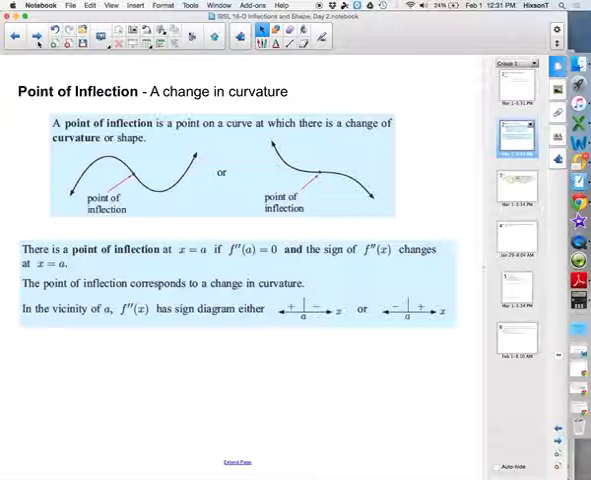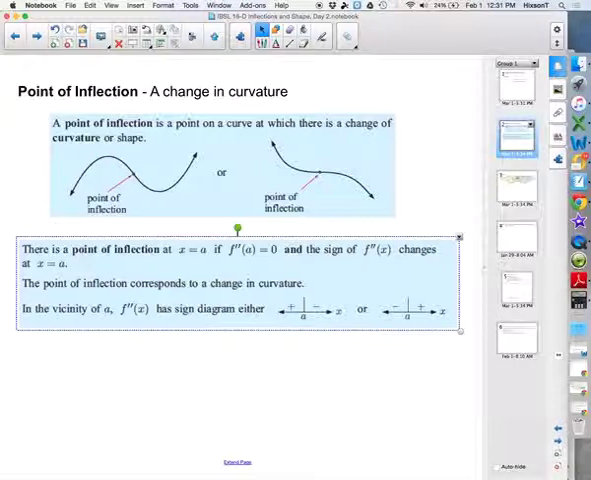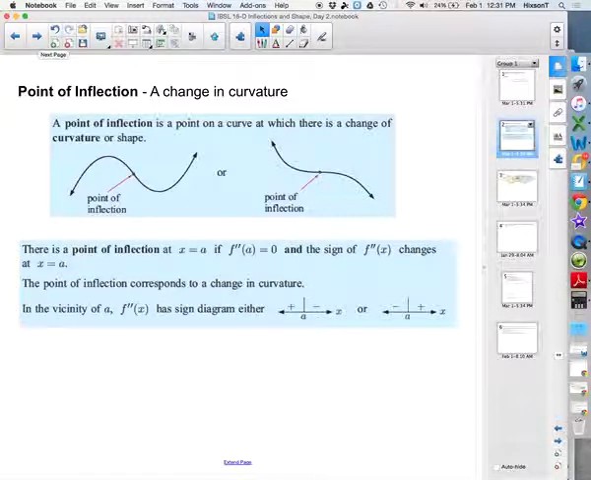And a couple of things that you need to know. The point of inflection occurs at x equals a if the second derivative at a equals 0. Also, you have to have the sign of f double prime of x changing at that point. So it's got to be 0, and you've got to have a sign change in your second derivative.